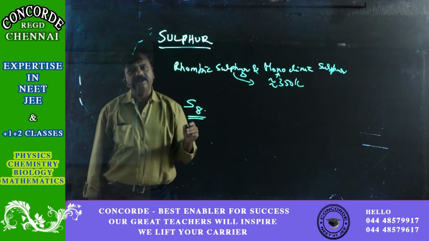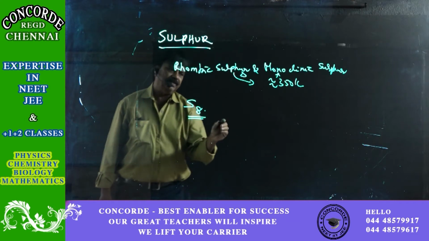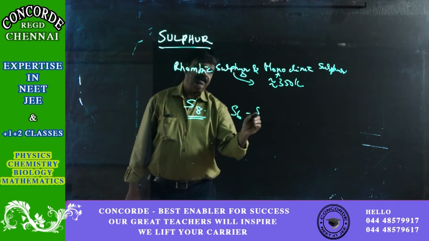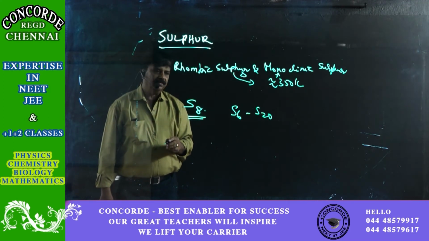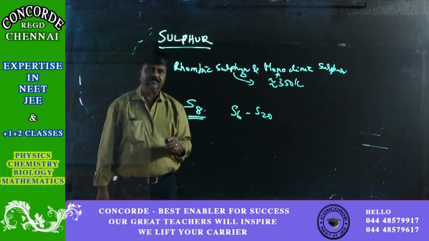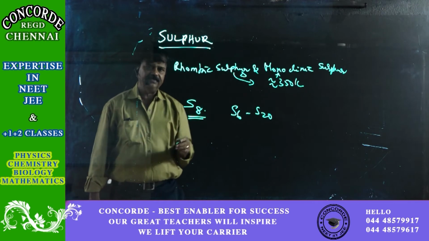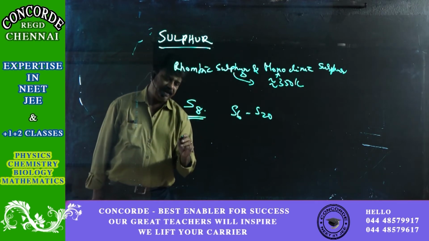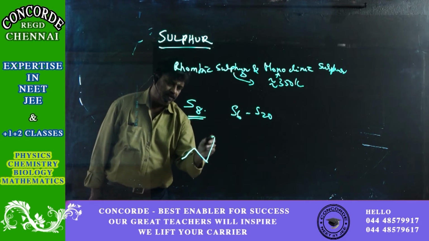Though S8 is the major form in which it exists, in the last one or two decades we chemists have identified sulfur forms from S6 to S20, containing a minimum of 6 sulfur atoms to a maximum of 20. But the predominant forms are S8 and S6. If you see the structure of S8, it looks like a chair form.